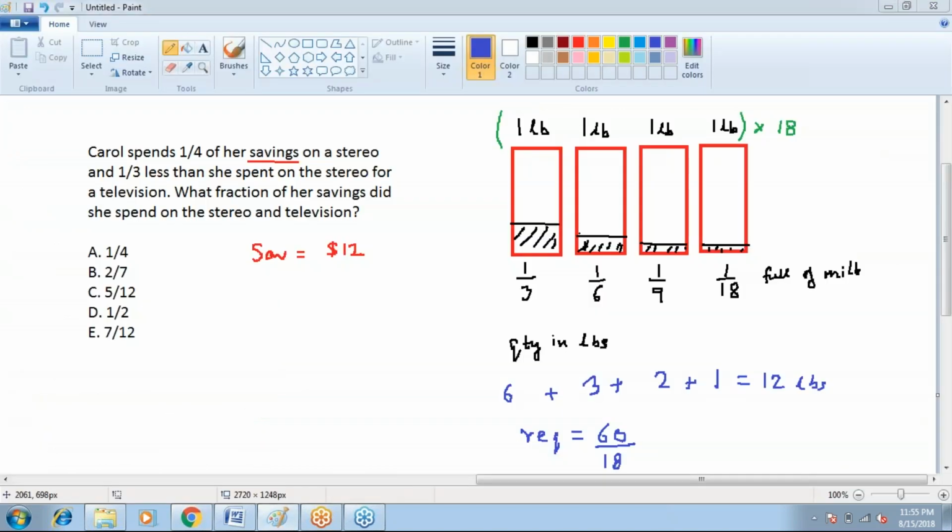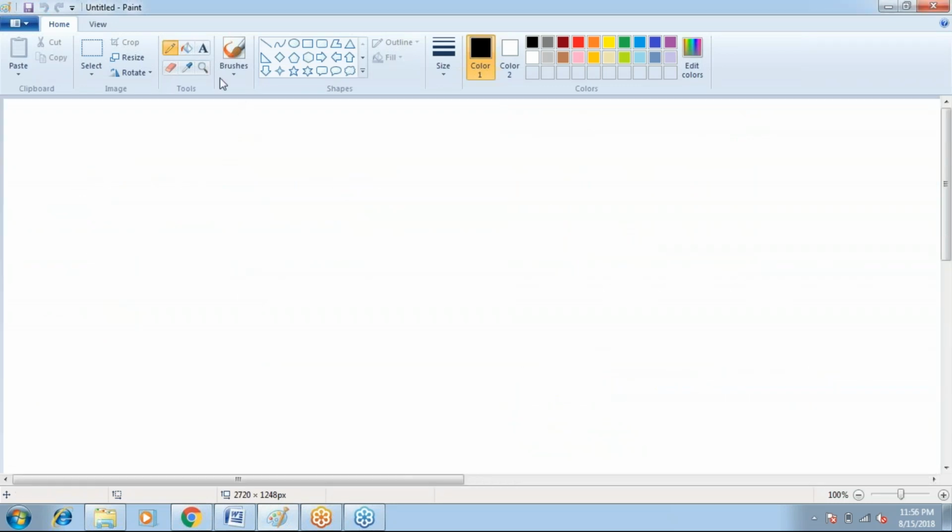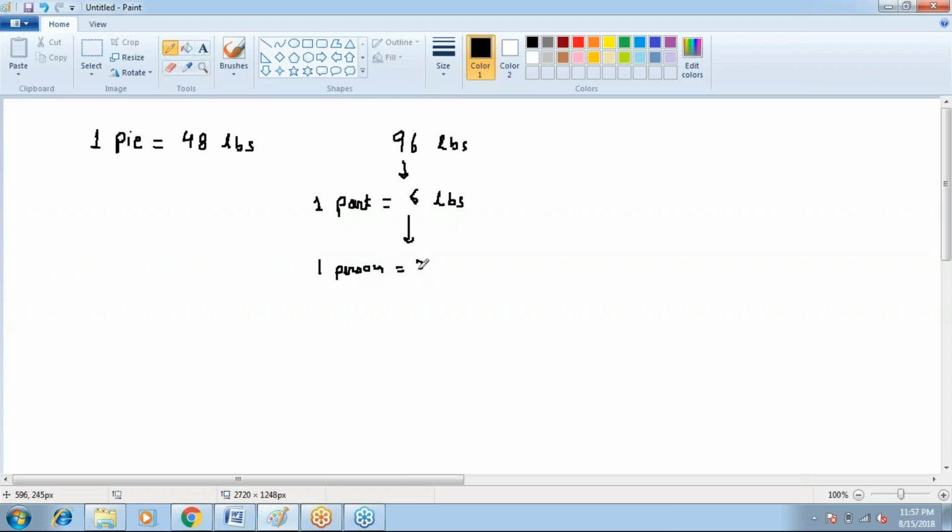So what do we do here? Let me take one pie to be of 16 into 3, 48 pounds. 48 pounds or 48 units, whatever unit you wish. I'm taking it as 48 pounds, right? So we have two pies, so we have 96 pounds. So 96 was divided into 16 equal parts. Each part would then be of 6 pounds. And then each part was divided among three persons equally. So one person gets 2 pounds.